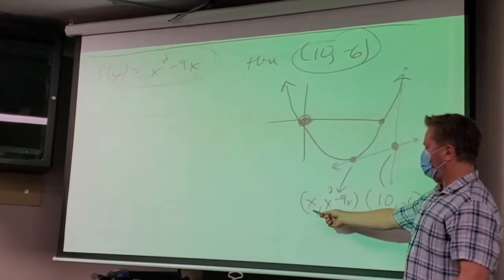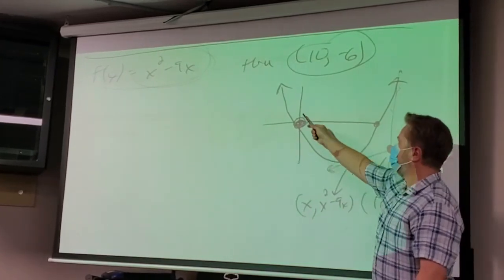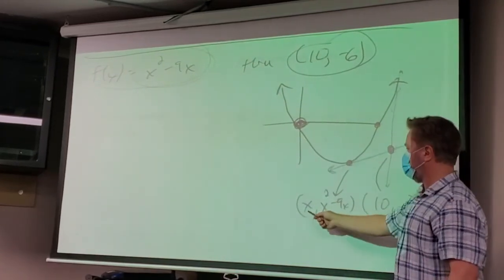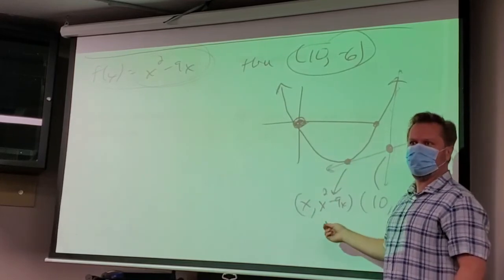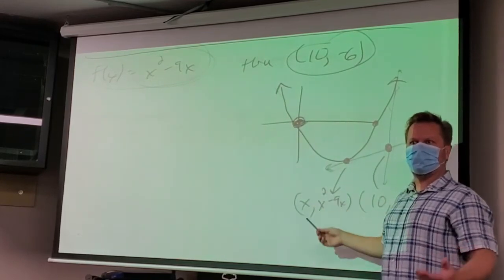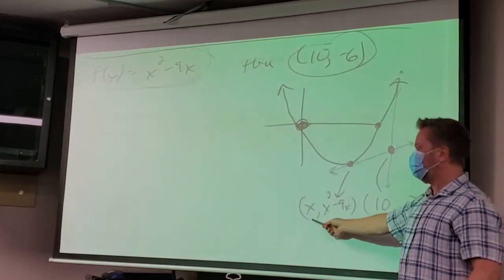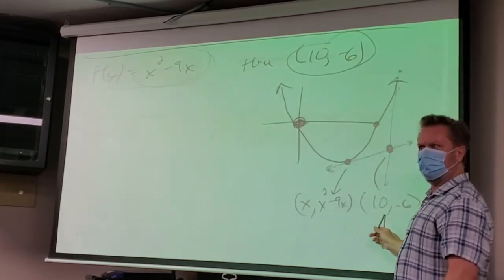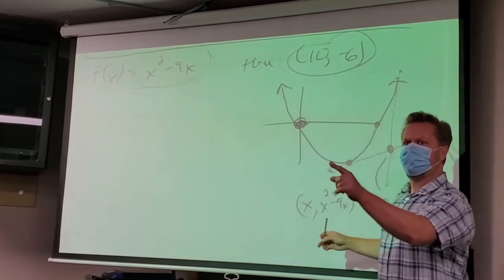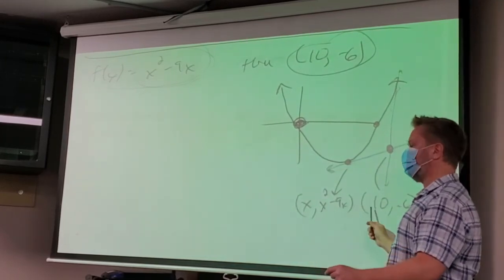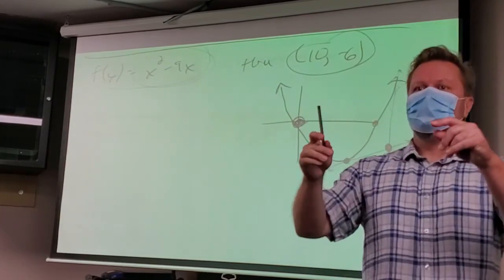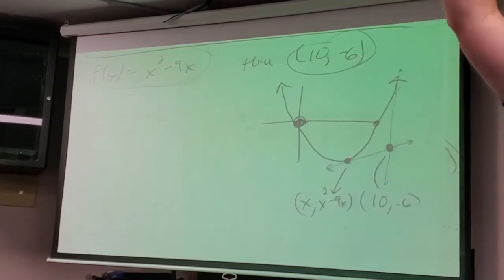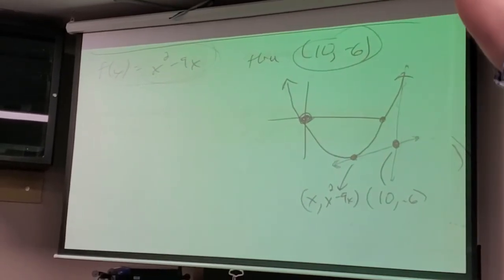Is everybody cool with the way I wrote this? Any point on this parabola is x comma x squared minus 9x. That's the output for any input. We've seen this kind of thing before. Why is that useful? Because can't I find the slope between these two things now? What does that represent? That represents the slope from any point on this thing and that point.